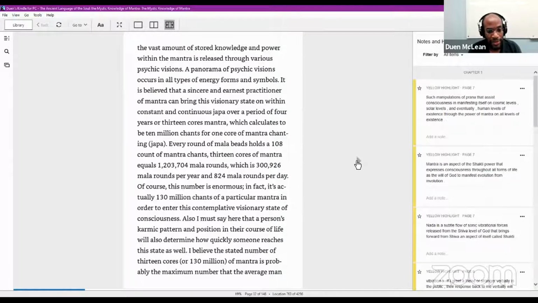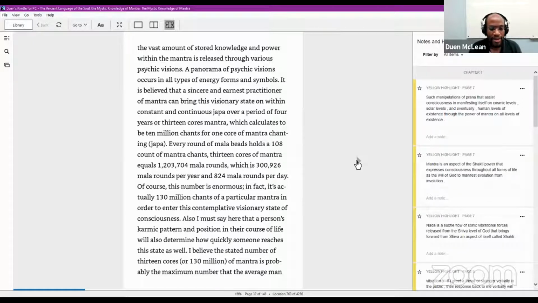1,203,704 mala rounds, which is 300,926 mala rounds per year and 824 mala rounds per day. Of course, this number is enormous. In fact, it's actually 130 million chants of a particular mantra in order to enter this contemplative visionary state of consciousness. Also, I must say here that a person's karmic pattern and position in the course of life will also determine how quickly someone reaches this state as well.